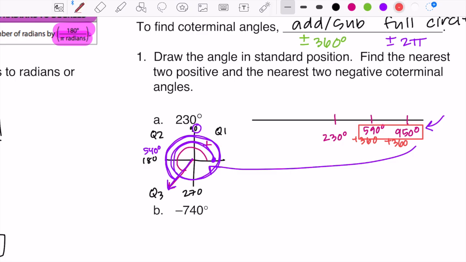the two most negative coterminal angles, I'm going to subtract 360 and hope it ends up negative, because it doesn't always. So that one is going to be negative 130 degrees, which is negative, and then I'm going to subtract another 360, and that's going to give me negative 490 degrees. Ooh, don't like the color coding on that. So here are my two negatives right there.